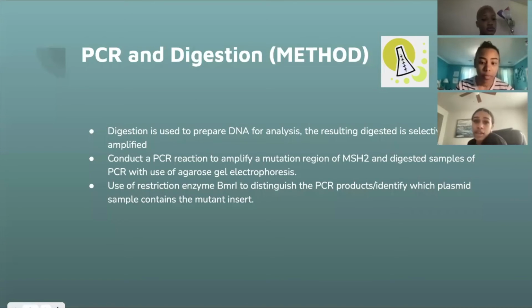An additional method is the PCR and digestion method. Digestion is used to prepare DNA for analysis, so that the digested DNA is selectively amplified. Next is to conduct a PCR reaction to amplify a mutation region of MSH2, and the digested samples of the PCR are analyzed with agarose gel electrophoresis. The restriction enzyme BsmRI is used to distinguish the PCR products and ultimately identify which plasmid contains the mutated insert.